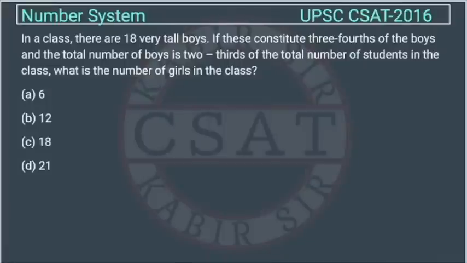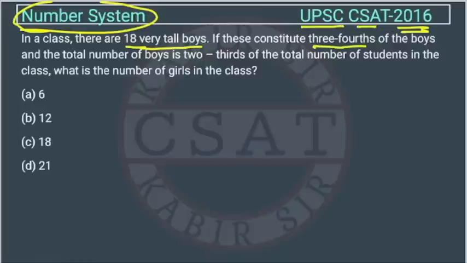This is a question from number system chapter asked by UPSC in CSAT paper of 2016. In a class there are 18 very tall boys. If these constitute 3/4 of the boys and the total number of boys is 2/3 of the total number of students in the class, then what is the number of girls in the class, right? देखो आप इसको एक बार रीड करोगे ना आपको बहुत कंफ्यूजिंग लगेगा, राइट? So we will go one by one.